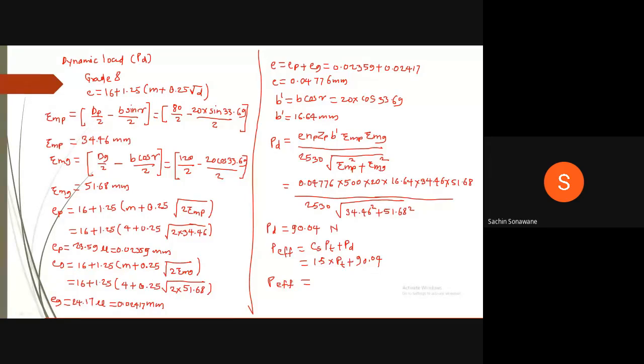Write down P effective is equal to 1.5 PT plus 90.04. Now we have to compare SB and SW, and whichever is minimum, we have to equate it to P effective. Therefore, give this as equation 1.